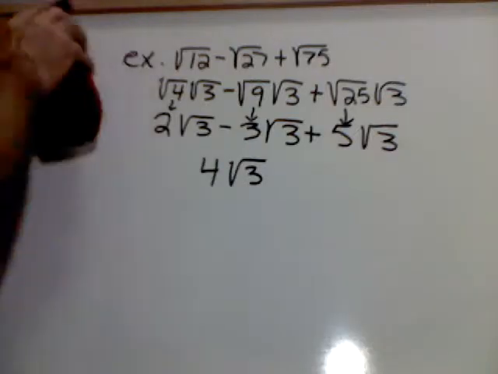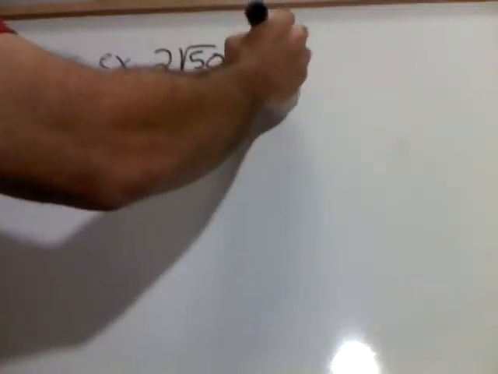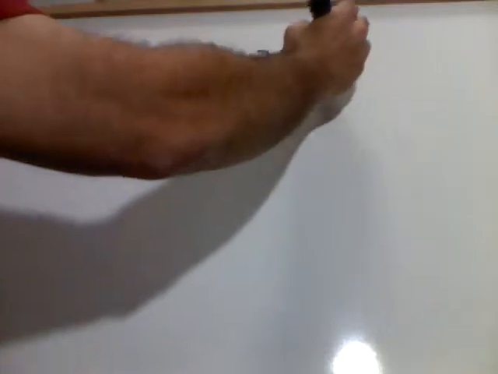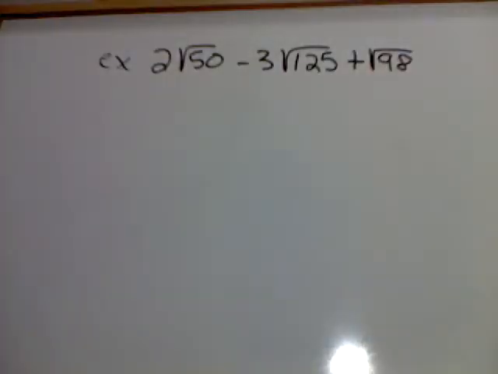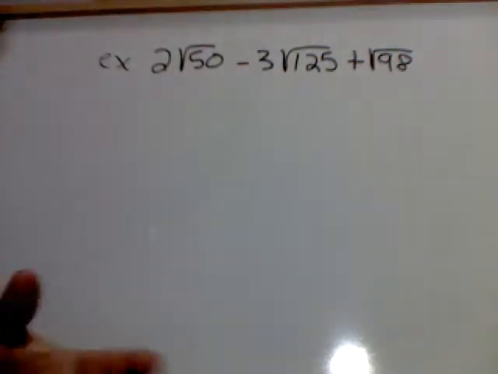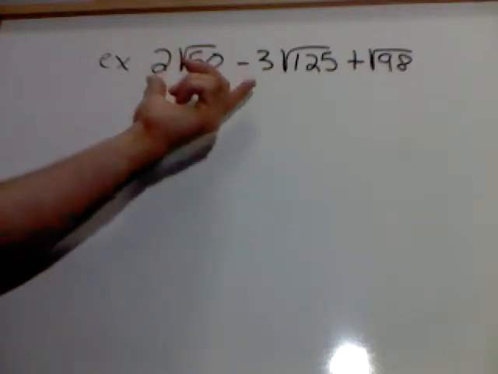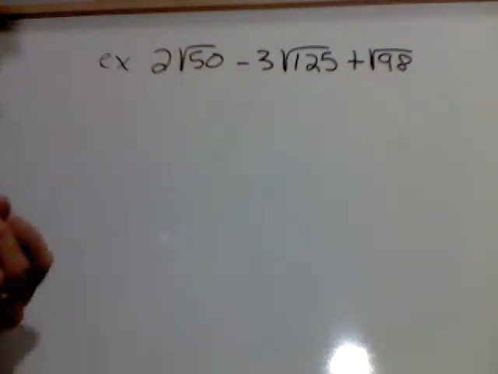Okay, next example. We're going to do 2 square root of 50 minus 3 square root of 125 plus square root of 98. Now, the thing about this is, since these two have numbers out front, any perfect squares that I bring out, their numbers will get multiplied by the numbers that are out in the front.